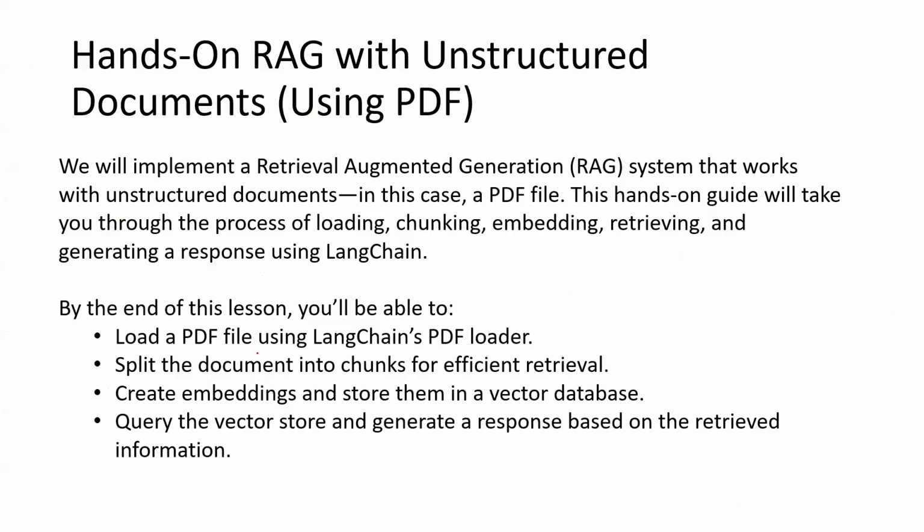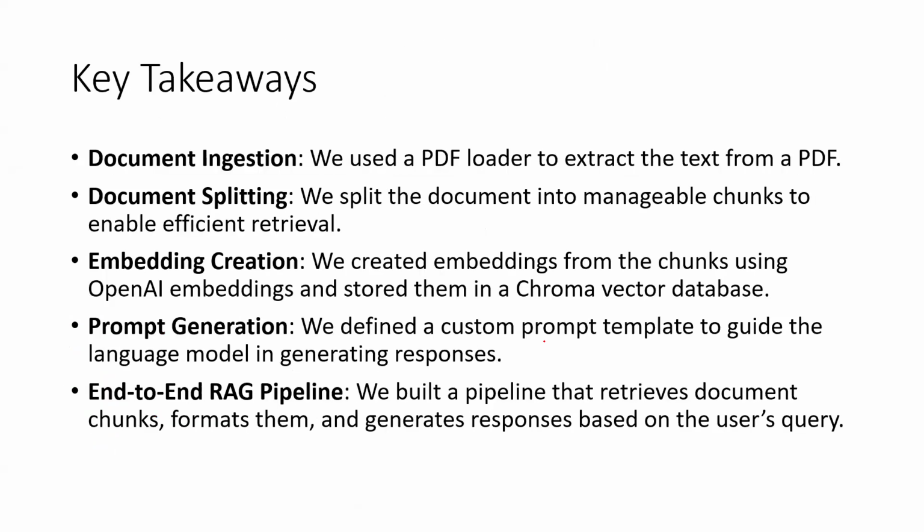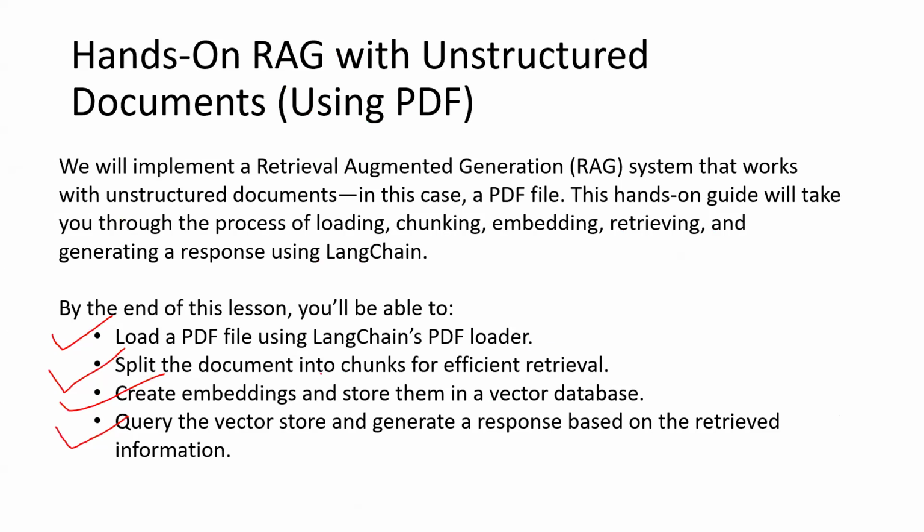Okay, so let's do some hands-on. What we will do is implement a RAG system that works with unstructured documents. In this case, we will take a PDF file. By the end of this lecture, you will load a PDF file using LangChain's PDF loader, split the document into chunks for efficient retrieval, create embeddings and store them in a vector database, and query the vector store and generate a response based on the retrieved information. So let's start our hands-on.